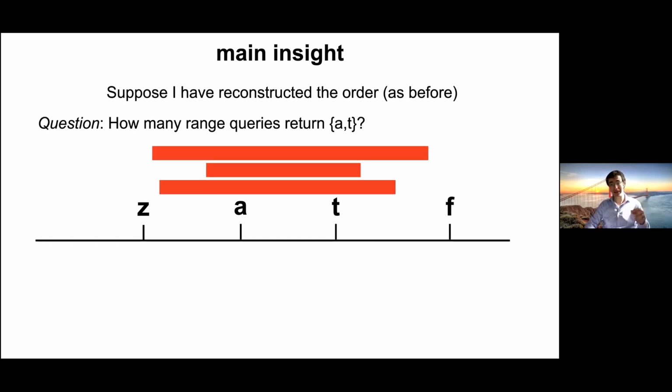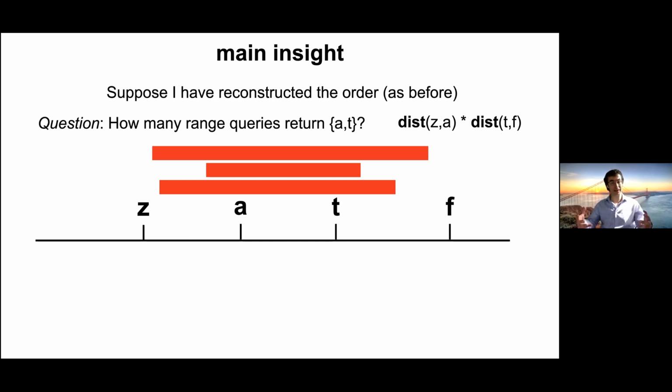If you think about it, here are 3 queries that return the records A, T. The intuition is that both the left end and the right end need to be in the space between Z and A and between T and F, to return exactly A, T. And this is exactly the distance between Z and A times the distance between T and F. Is this clear?